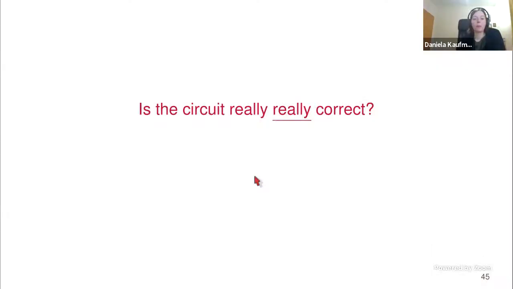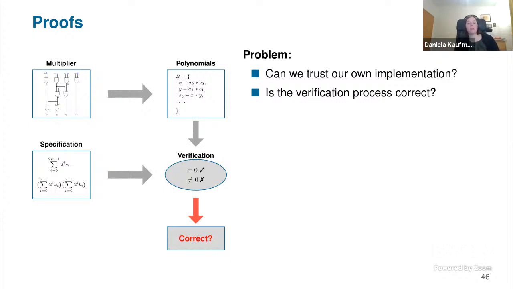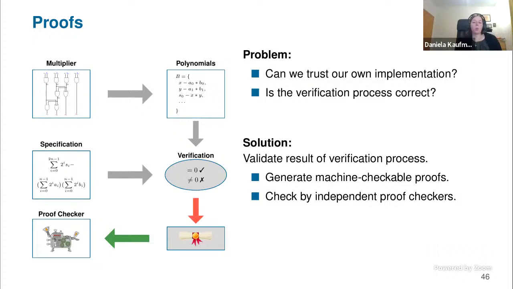So yes, but now the question is, is the circuit really correct? Can you trust my implementation, or is even the verification process itself correct? And so what we want to do now is validate the result of the verification process. So we want to generate machine-checkable proofs that can then be checked by independent proof checkers in order to increase the trust in the verification result.